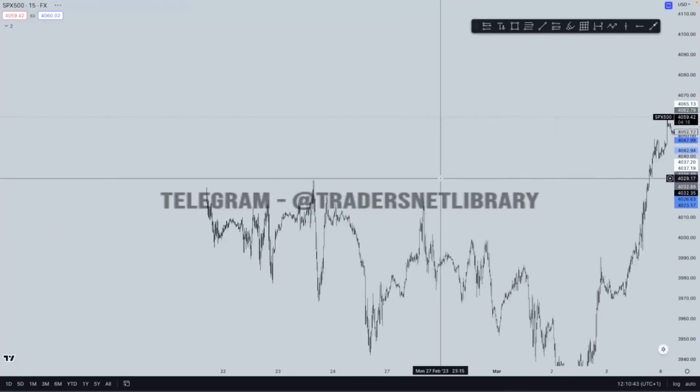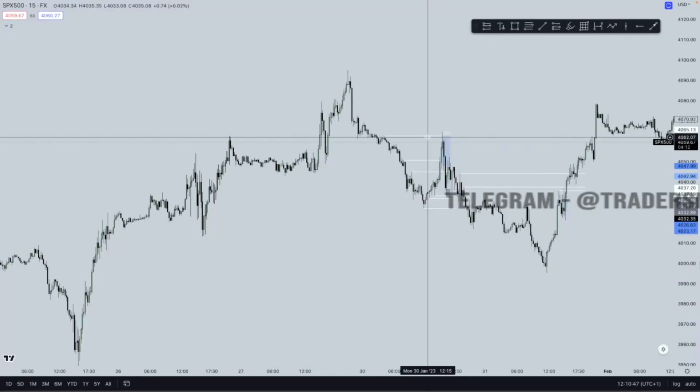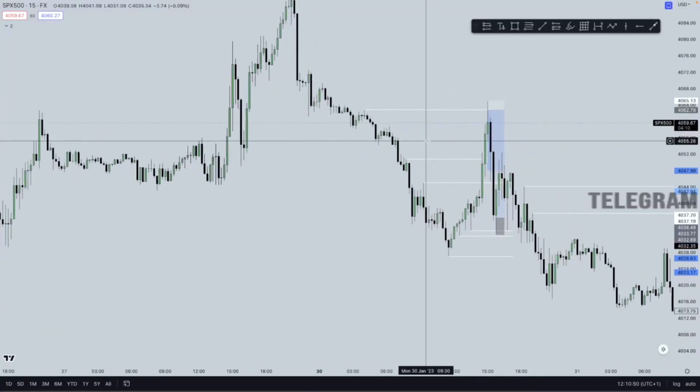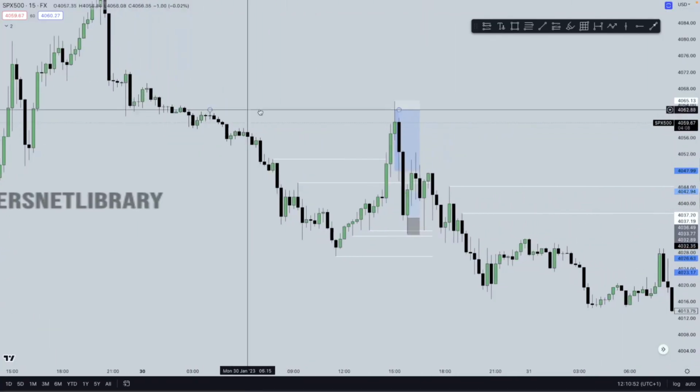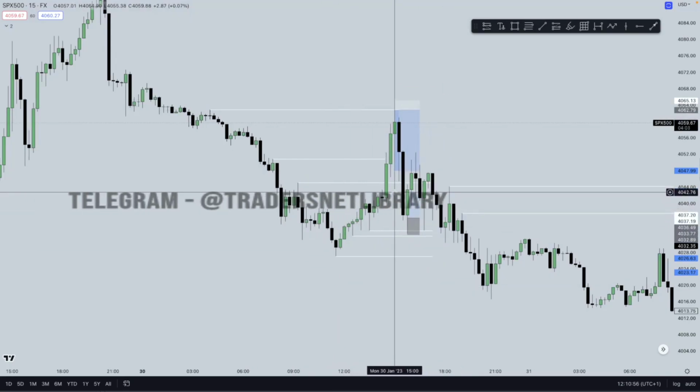So let's go back in price. I'm pretty sure the last time I backtested, not the last time, but the last backtest was right here. And as you can see, it took out this liquidity high. Of course, there's going to be some losses. You can't really fix that.